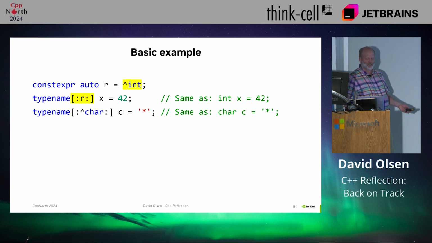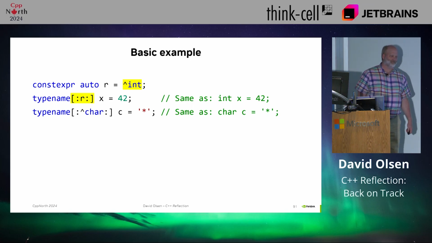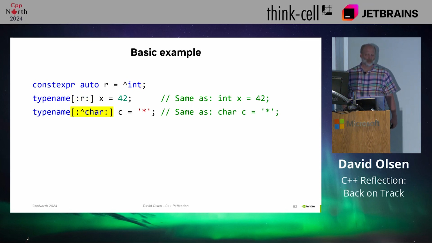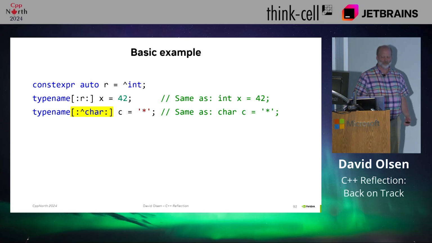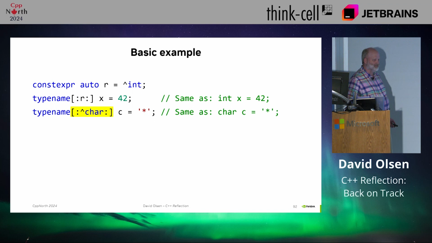Here we get the reflection of the built-in type int and store it in the constexpr variable r. Then we splice the reflection variable named r back into the code world. Because r is the reflection of int, the variable x has type int. It is possible to get the reflection of something and immediately splice it back into the code. It's legal, but not particularly useful.